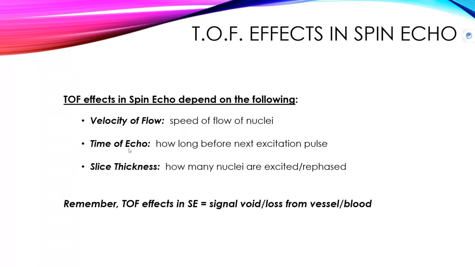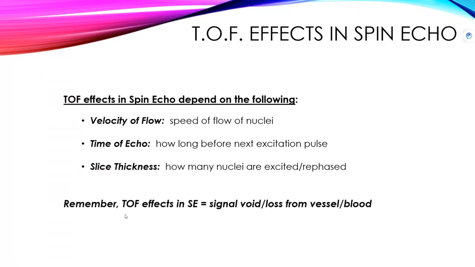Time of echo is another factor. It's how long we wait before we push the next excitation pulse. So are we going to give it a long time or a short time? And in that time frame, how much nuclei are actually passing through without us exposing them to both excitation and refocusing? And the third one is slice thickness. The bigger the slice, the more likely you're going to be exciting and rephasing the same spins. The smaller the slice, the less likely that you're going to be able to do that.